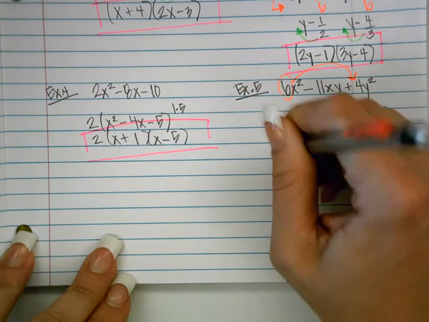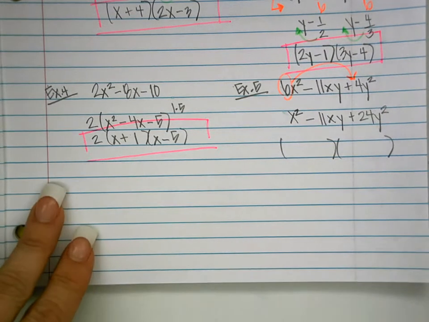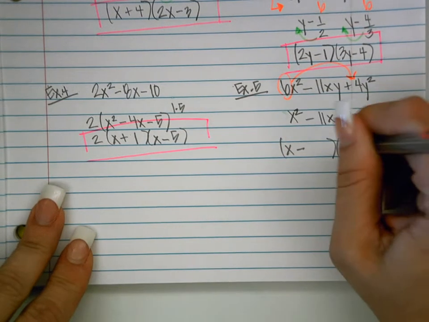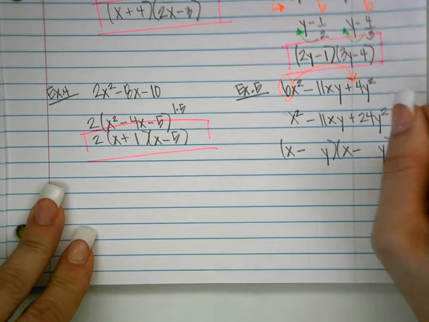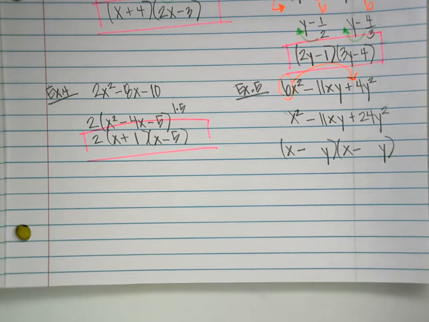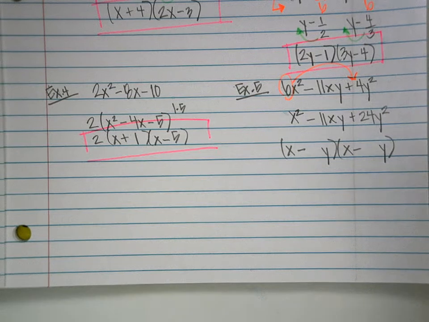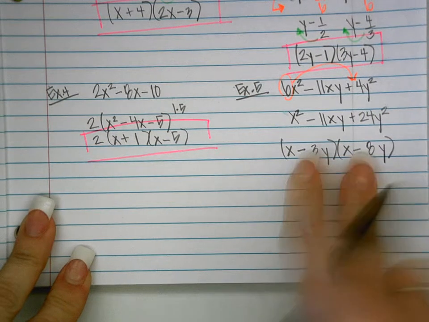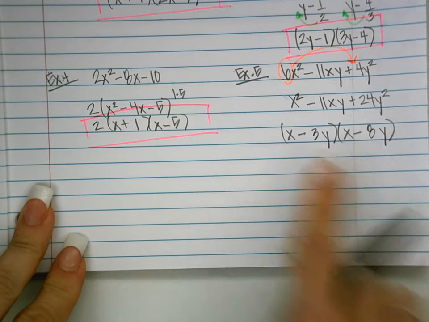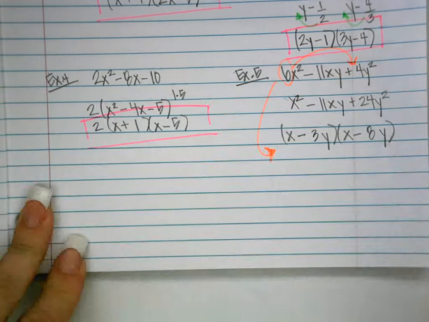What will your signs be? Both positive, both negative, or one of each? Both negatives. The x's break down to the beginning, so the y's just go at the end, okay? Doesn't change anything about your numbers. What would multiply to positive 24 add to negative 11? 3 and 8. Doesn't matter which one goes first or second because they're both negative in there. Now, don't forget to bring it back.